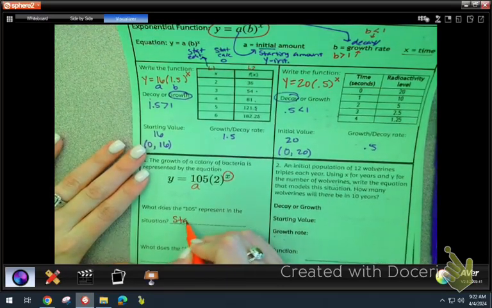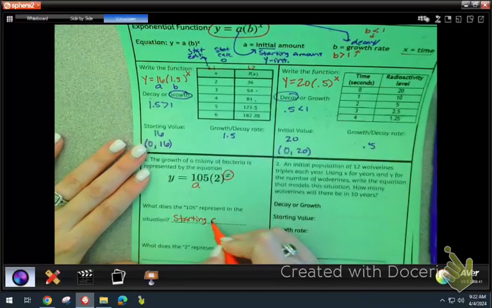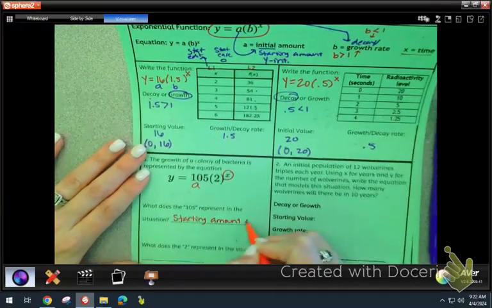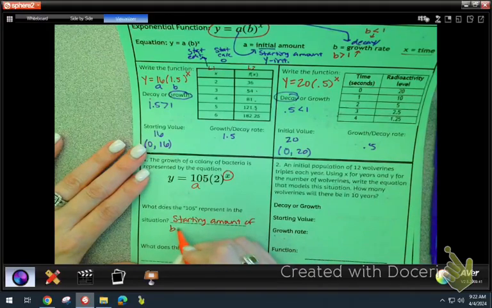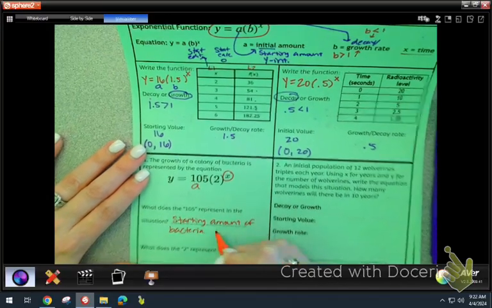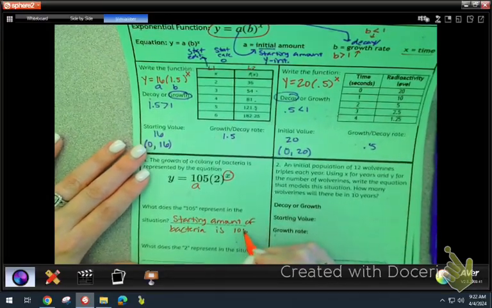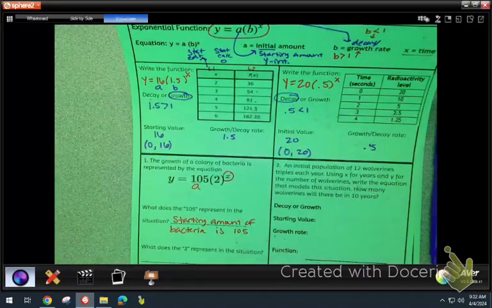So the starting amount of bacteria is 105. We're not going to have a science lesson here. We just need to be able to interpret what that means. So that's always your starting amount. Are there going to be questions like this? Yes. Possibly.